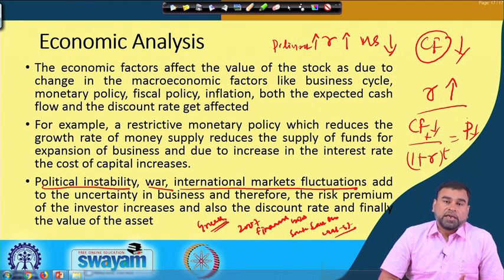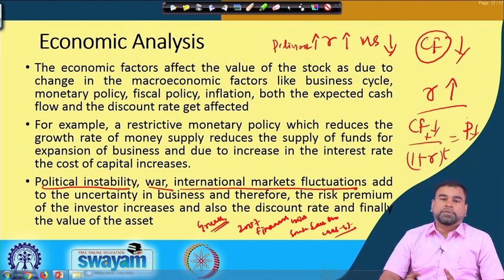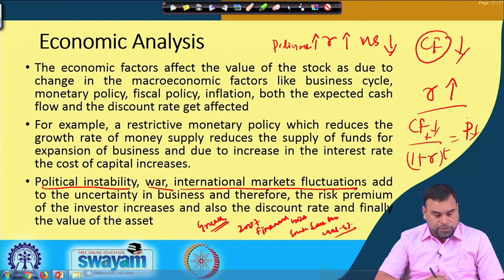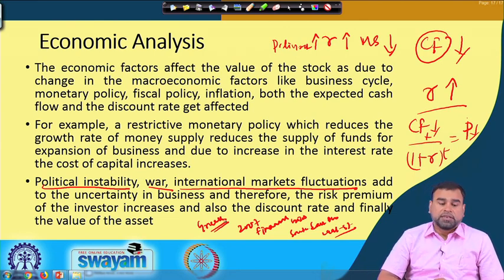Therefore, any kind of disturbances happening internationally will also have implications on the domestic market, and once the domestic market gets disturbed, obviously the discount rate and cash flow get affected, then automatically the price gets affected and the valuation of that particular asset changes. That is basically what economic analysis talks about.